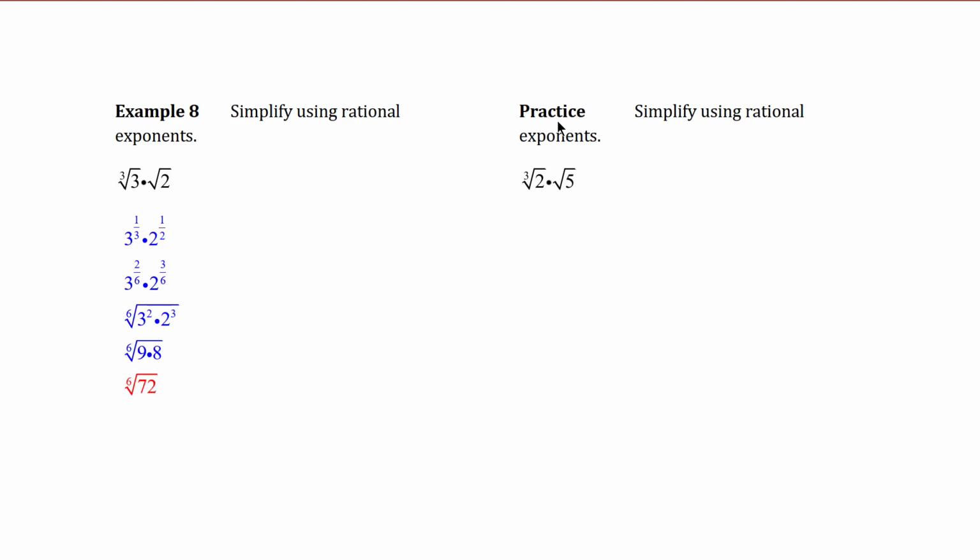Next, we have a practice problem. Simplify using rational exponents. We have the cube root of 2 times the square root of 5. Alright, so go ahead and pause the video, try out this problem, and then check back with the video to see the solutions.